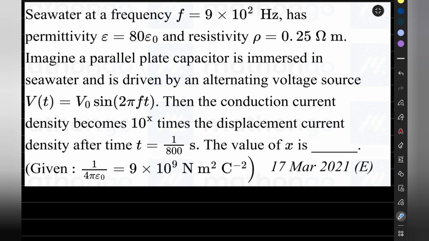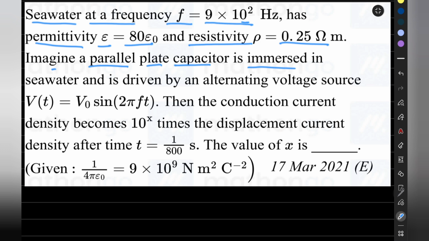So as we can see, the question is saying a sea water at a frequency which is equal to 9 into 10 to the power 2 hertz has a permittivity epsilon which is equal to 18 times epsilon naught, as well as they have given the resistivity which is 0.25 ohm meter. One more thing they are saying, imagine a parallel plate capacitor which is immersed in that sea water whose frequency is given and is driven by an alternating voltage source.